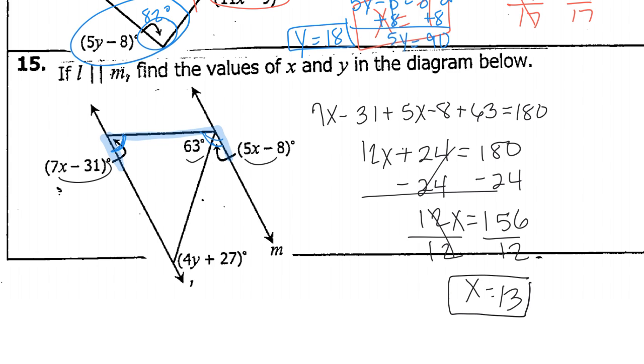And then to find your y, you would just plug in your x. Same thing, I'm going to do this in green here. Here we have another C, so you would add those two together, subtract from 180, and you can find y. When you solve for y, you should get y equals 24.